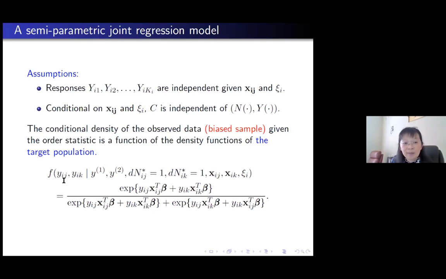Say the j-th and k-th observations from the same individual i. Then the conditional density of such a pair, given their order statistic, only depends on the observed data and the parameters of interest. So the conditional density does not involve the random effects. Thus, we do not need a parametric distribution of the unobserved random effects. This equation represents the contribution of one pair of observations.